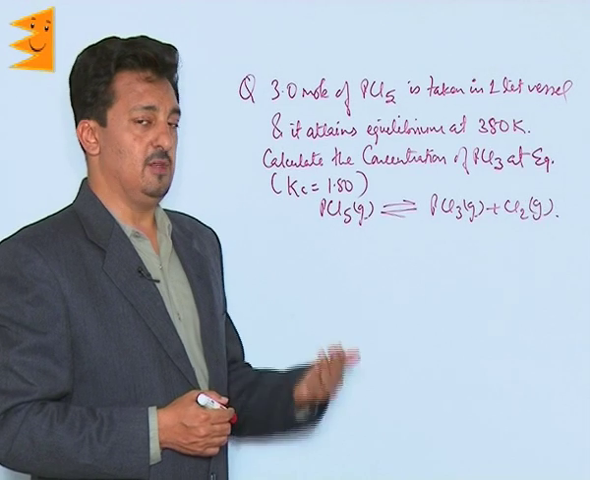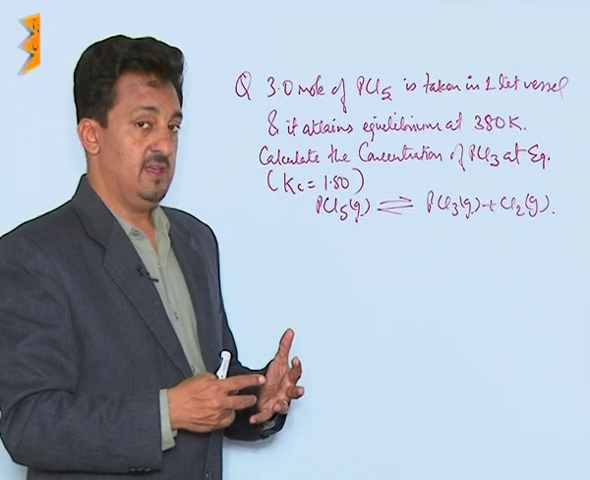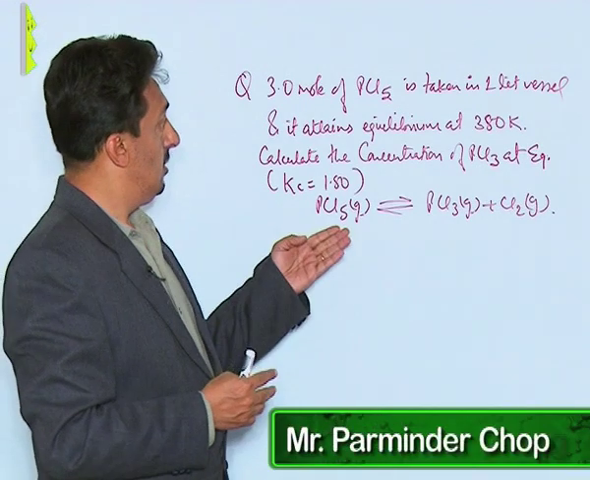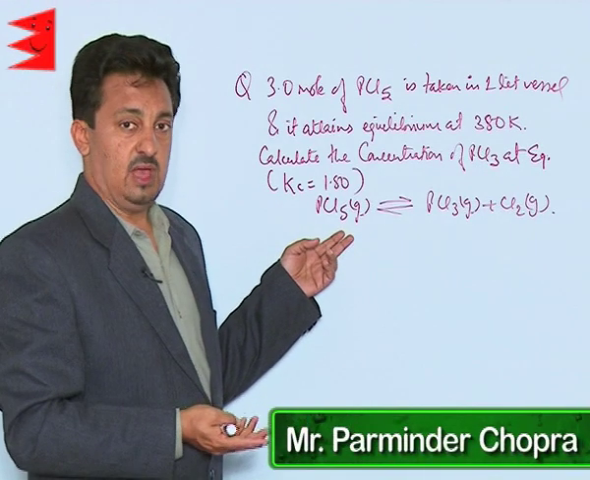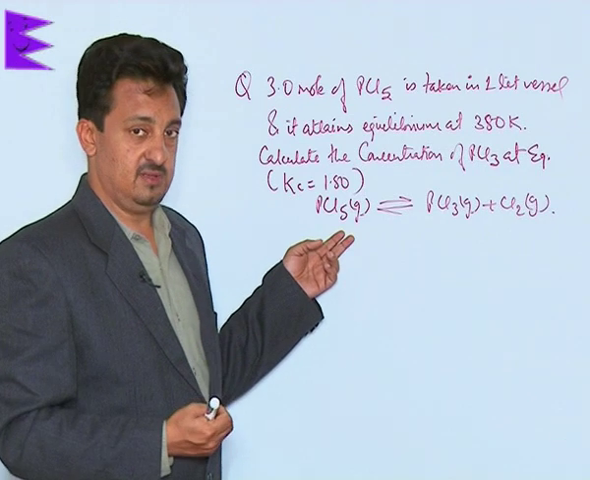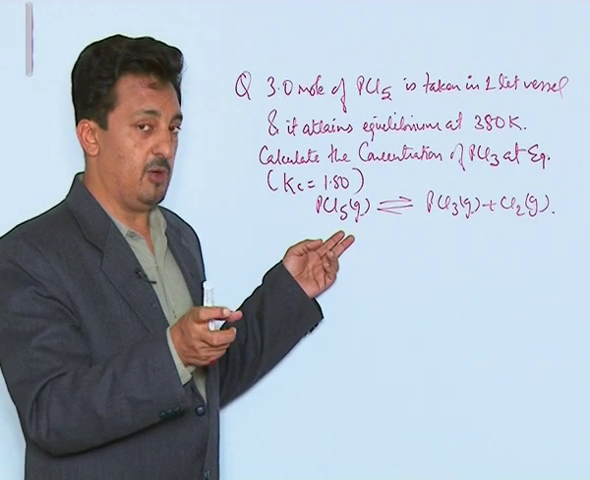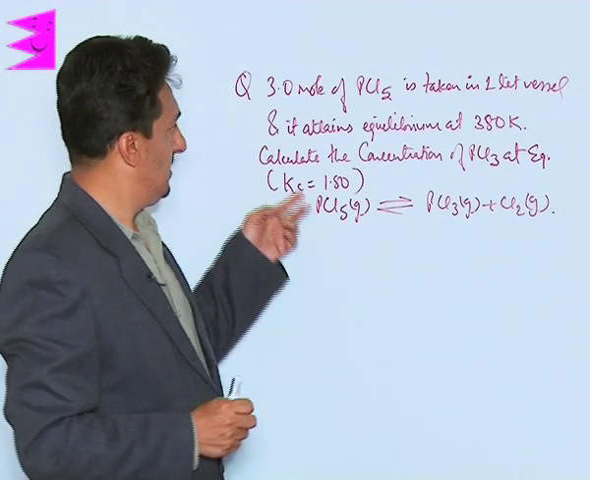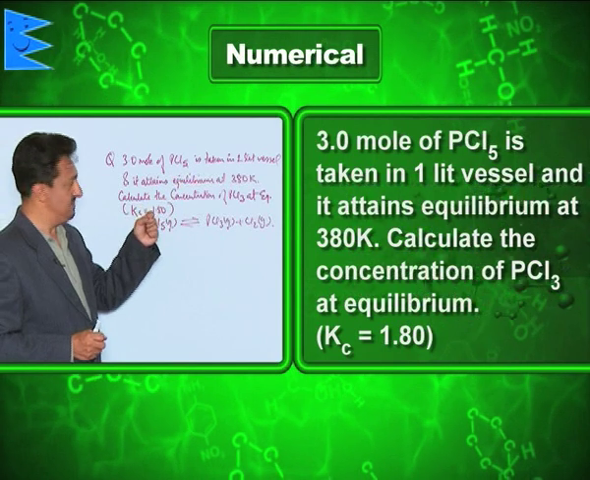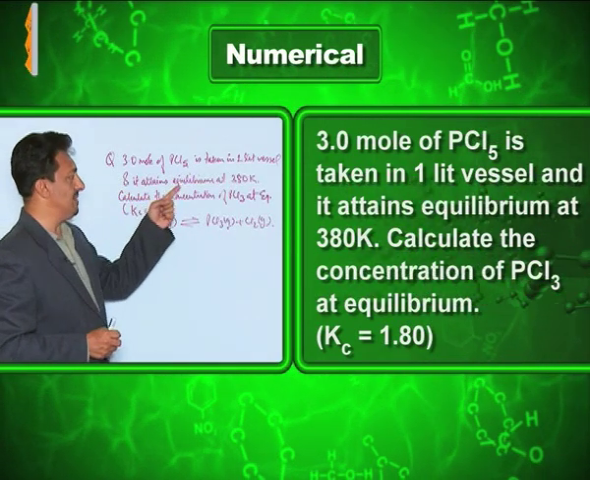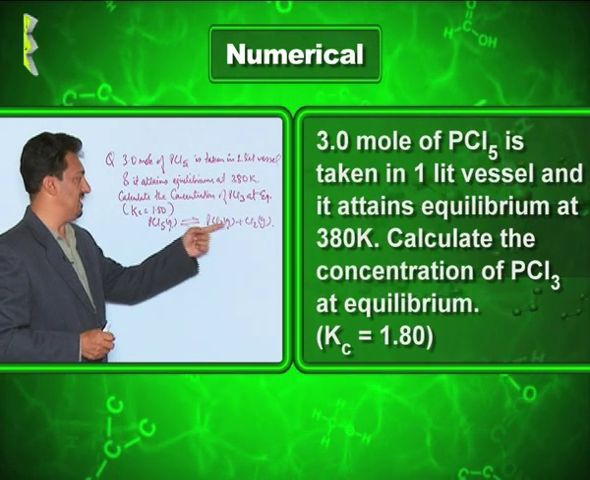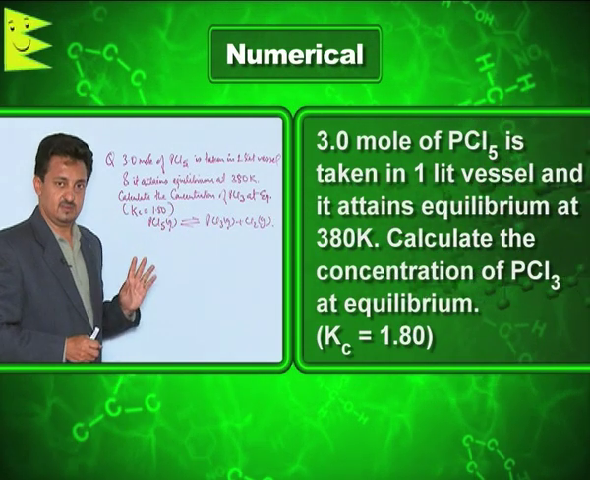Let us take another numerical to understand that once the alpha is actually not given to us and we are asked to find out the equilibrium concentration of the reactants or the product, and the equation becomes very complicated, how to solve it. The numerical is: 3 moles of PCl5 is taken in 1 liter vessel and it attains equilibrium at 300 Kelvin. Calculate the concentration of PCl3 at equilibrium, and Kc is given to us.